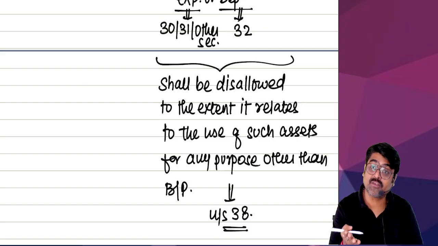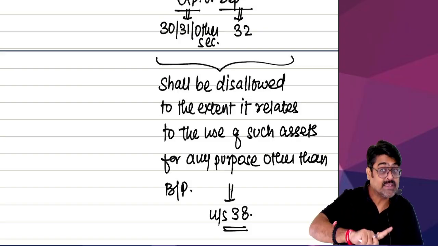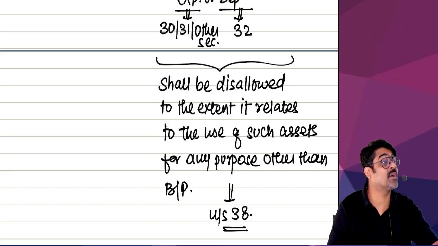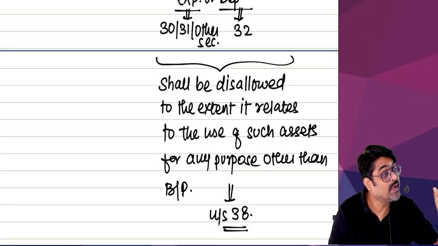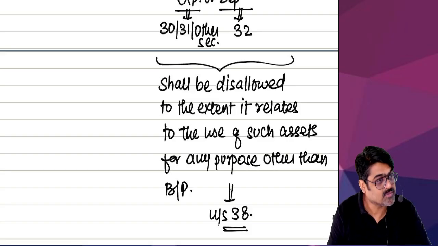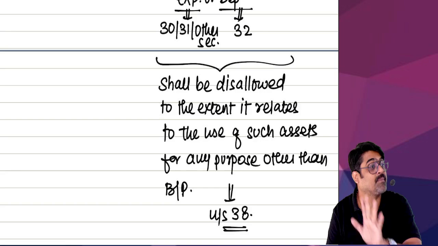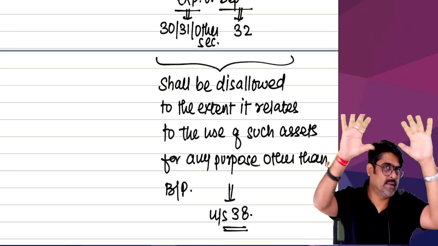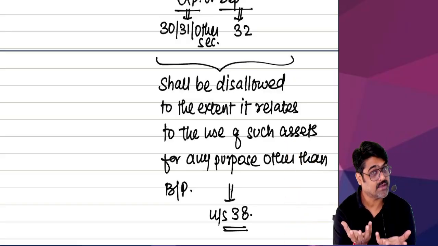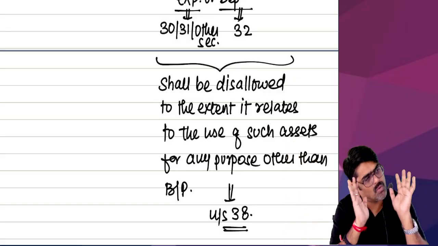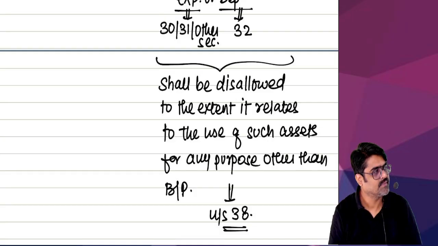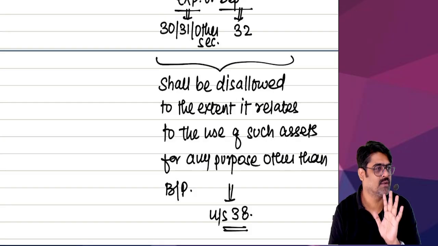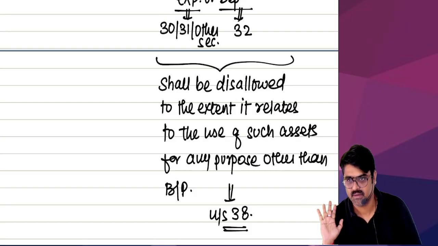Only the expense or depreciation which is related to the use of that asset for the purpose of business or profession, only to that extent the expense or depreciation can be claimed. So for example, if the entire building or any asset is used only for business or profession, then the entire expense, entire depreciation will be claimed as deduction. There will be no disallowance.